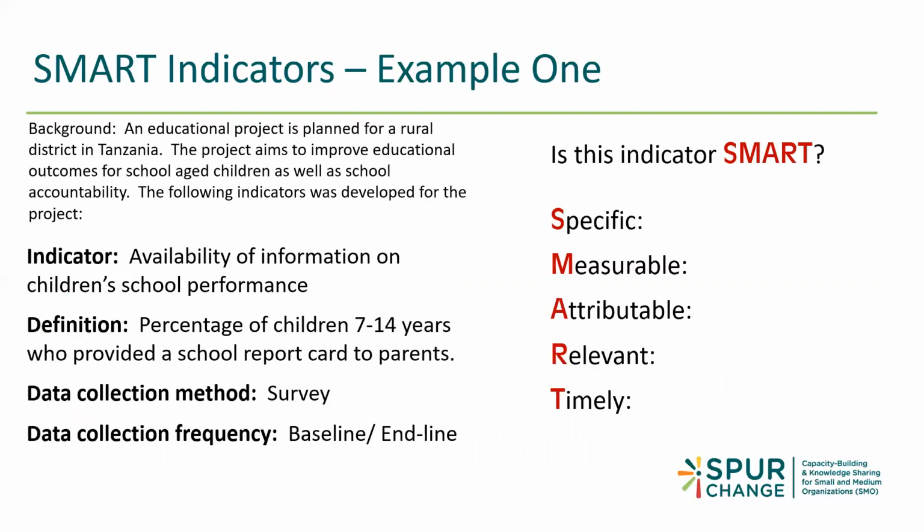This slide gives an example of an indicator that was developed for an educational project working in rural Tanzania. The project aims to improve educational outcomes for school-aged children as well as school accountability. The indicator is availability of information on children's school performance, and the definition is the percentage of children 7 to 14 years of age who provided a school report card to parents.